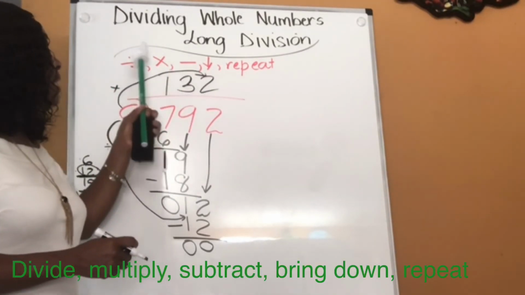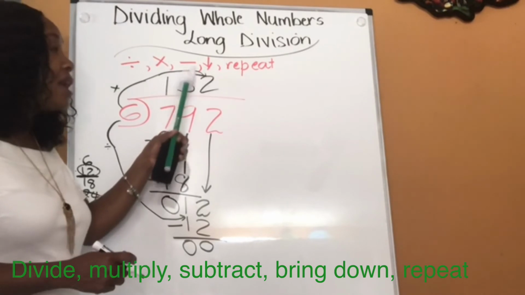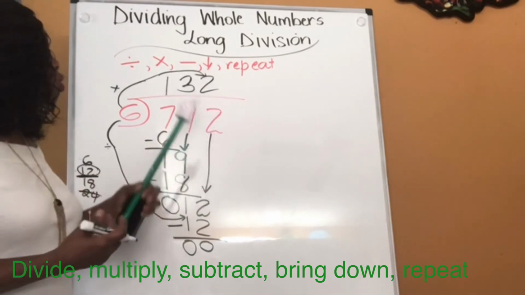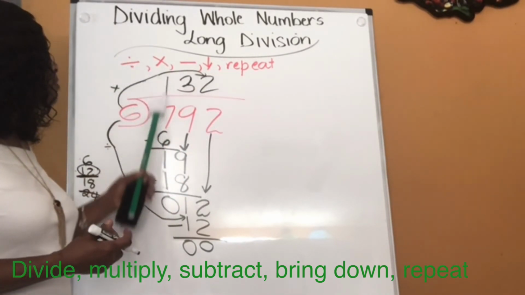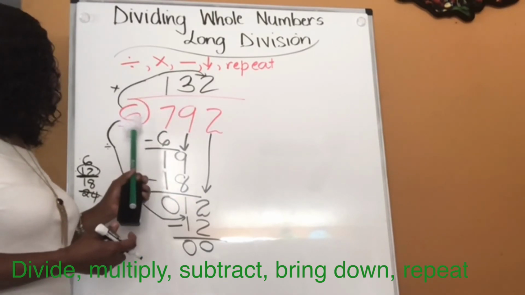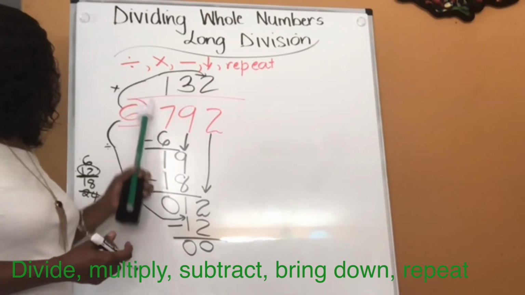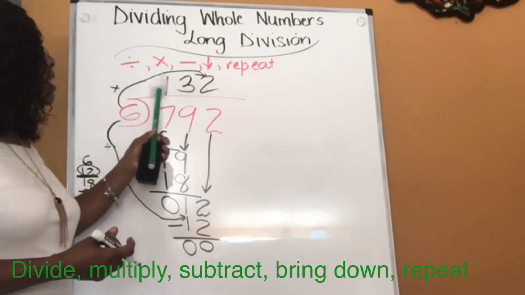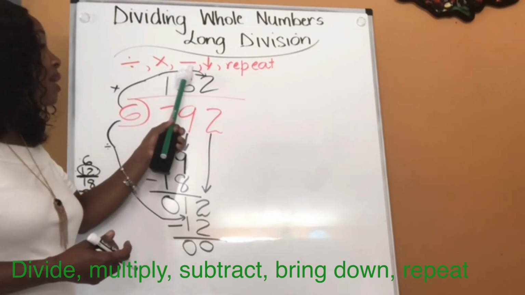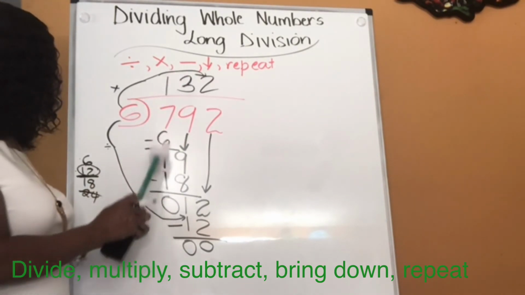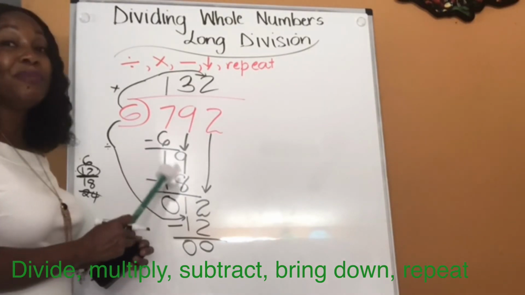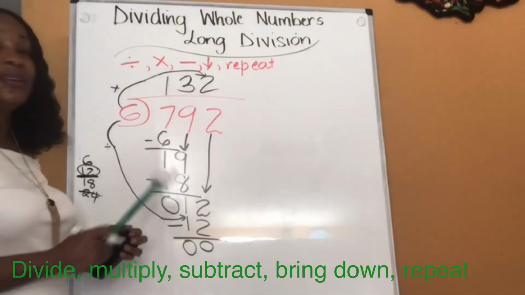First step is divide, then you multiply, then you subtract, then you bring down. You need to know what you divide. You have to divide what is inside here by what is here. What do you multiply? What is here by what you write up there. What do you subtract? You have to subtract what you get when you multiplied from what you had there.